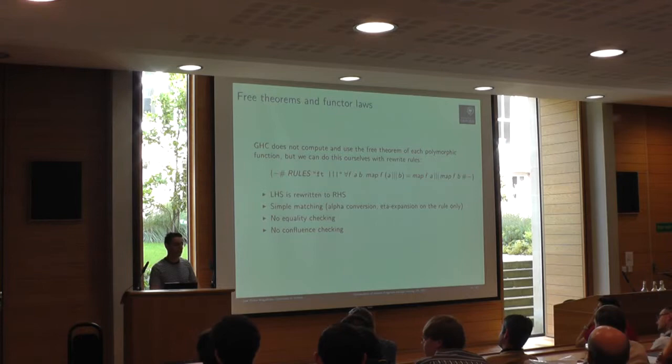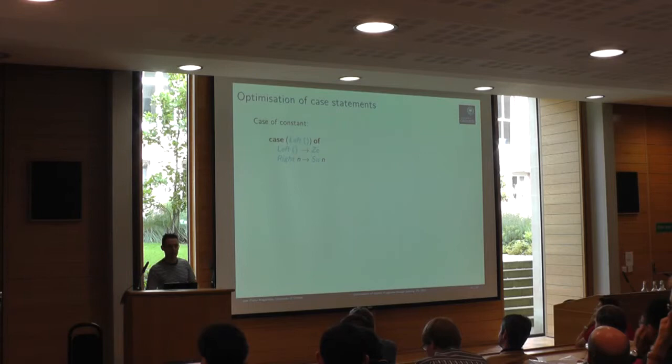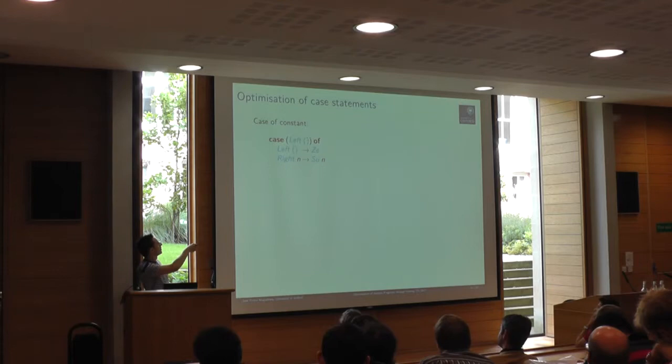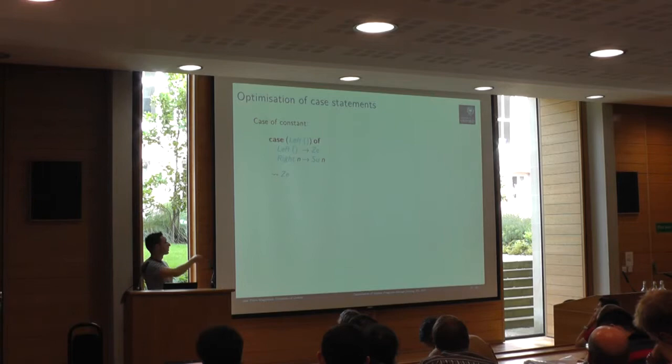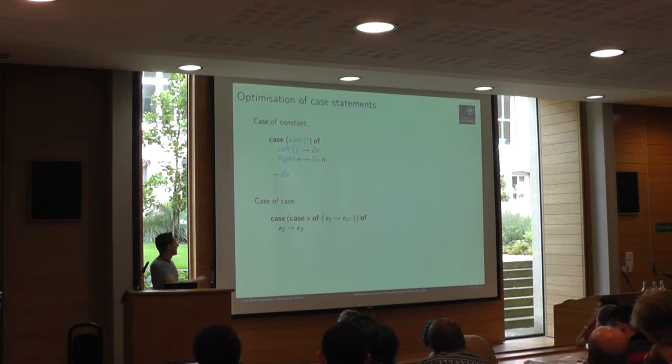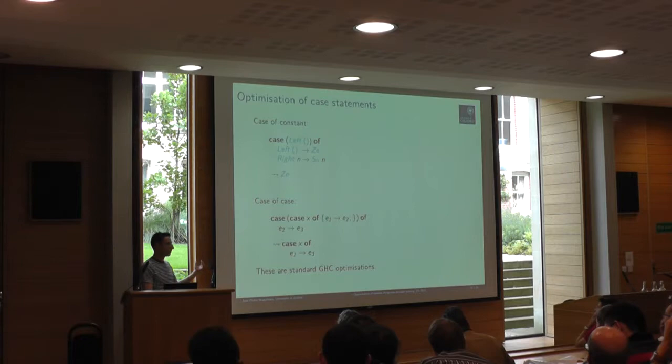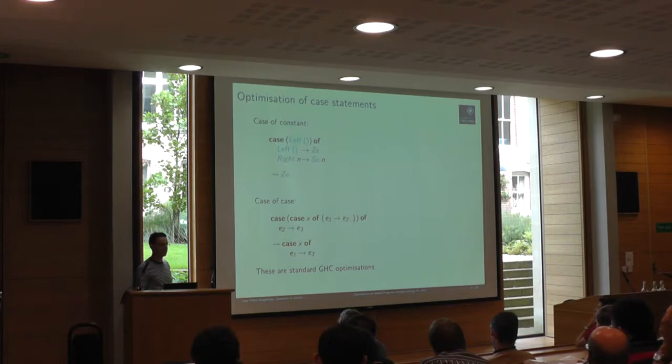We also need optimization of case statements. We use this in our derivation. Things like case of constants, so if you're doing case analysis on something that you already know what it is, then you can just replace it by the result of the case on that branch. Case of case, Tom also covered. If you have two cases, this is a simpler case where the E2 is equivalent to this one, so you can replace it directly by a case that matches E1 to E3. These optimizations of case statements are all in GHC already, so we don't need to do anything special for them, because they're useful for all programs in general.